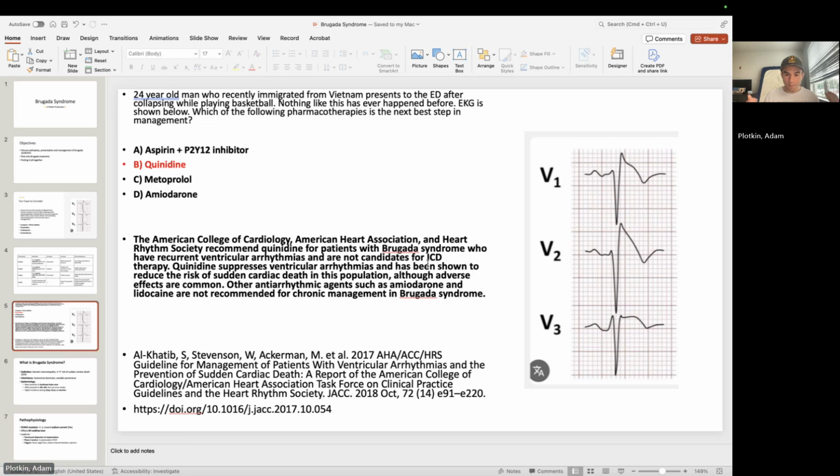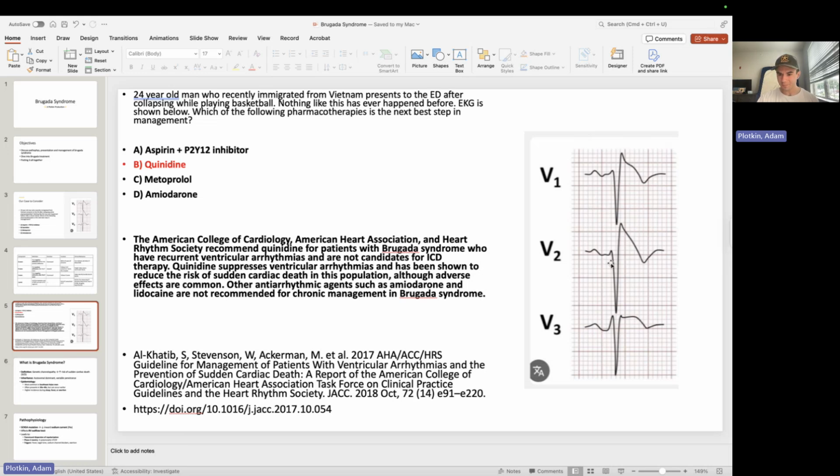So basically what we're going to do is try to get this patient an ICD. If they're not a candidate for ICD, or for some reason they don't want ICD placement, or we need to do pharmacological therapy for X, Y, or Z reason, quinidine is the gold standard. Now, quinidine is a class 1 antiarrhythmic, okay? And we'll talk a little more about how quinidine works in a second with regards to Brugada syndrome. But again, this is our classic Brugada type pattern, and we're going to break down more why this is Brugada and not a STEMI in a little bit.